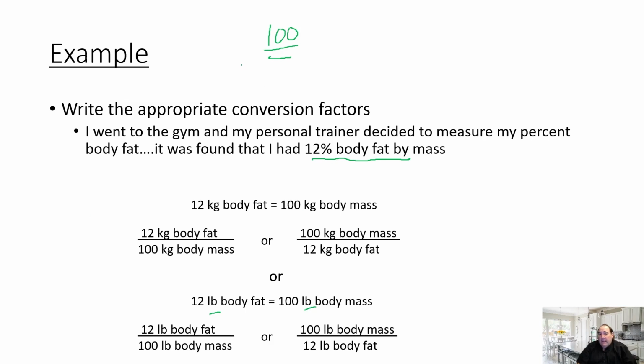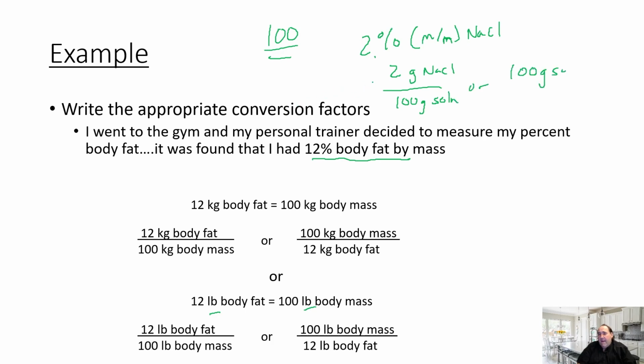If I had a 2% by mass solution of, say, sodium chloride, that's mass to mass, M over M. That's what the M over M means, mass to mass. That would be, for example, 2 grams of sodium chloride in 100 grams of solution, or in 100 grams of solution, I would have 2 grams of sodium chloride. So again, assuming 100 is nice because you can turn a percentage basically into the same number. The number doesn't change.